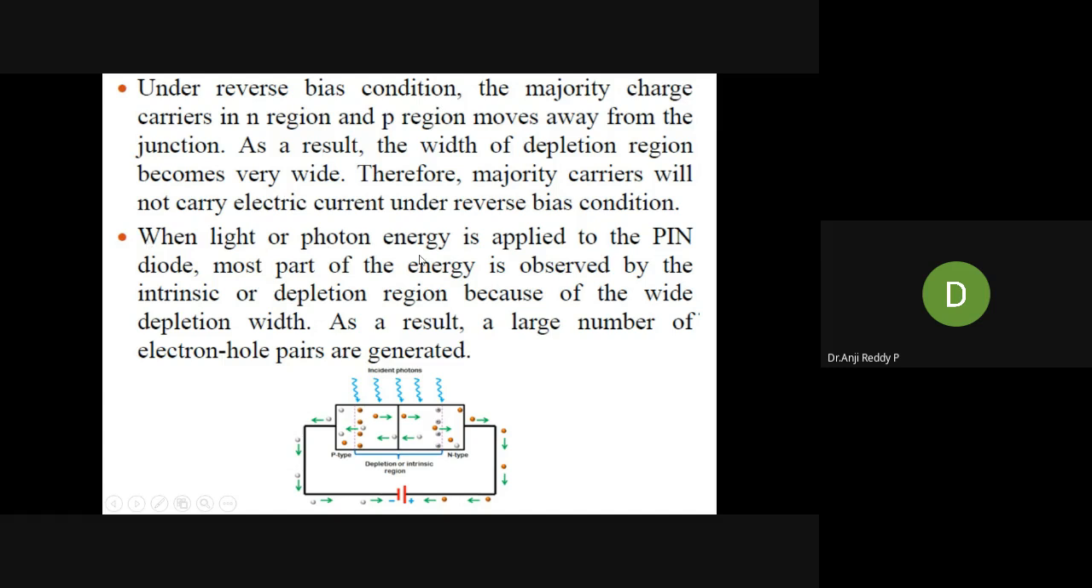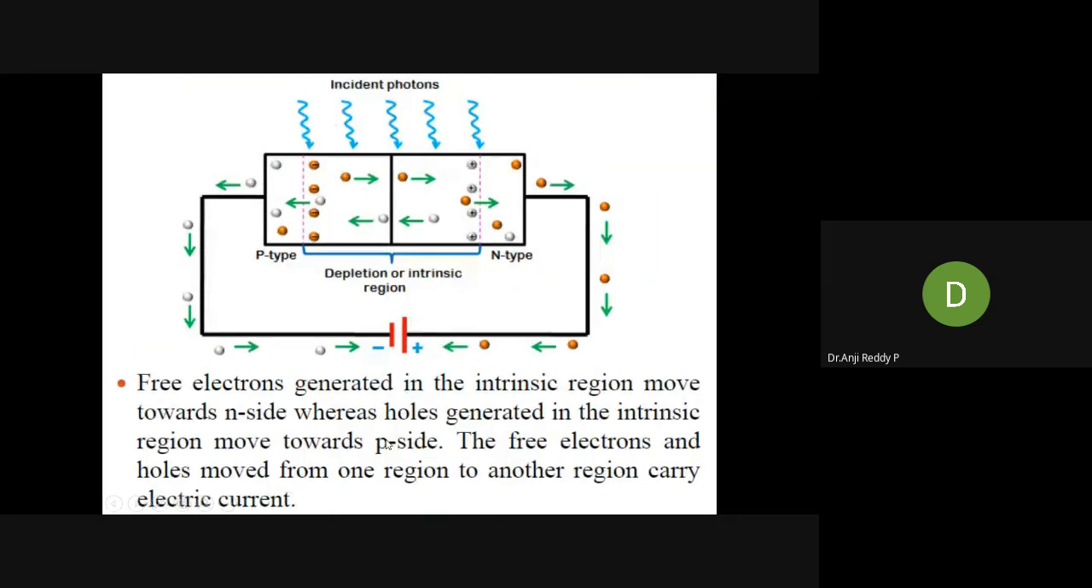When light or photon energy is applied to the PIN diode, most part of the energy is absorbed by the intrinsic or depletion region because of the wide depletion. As a result, a large number of electron hole pairs are generated in the depletion region. Free electrons are generated in the intrinsic region because the light energy is absorbed by electrons in the valence band, and then those electrons become free.